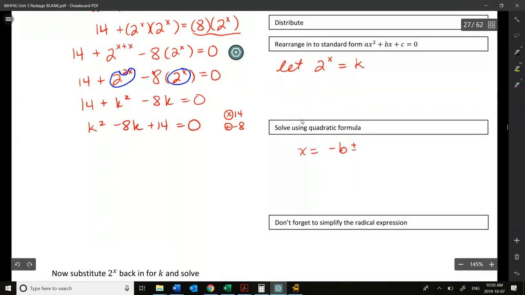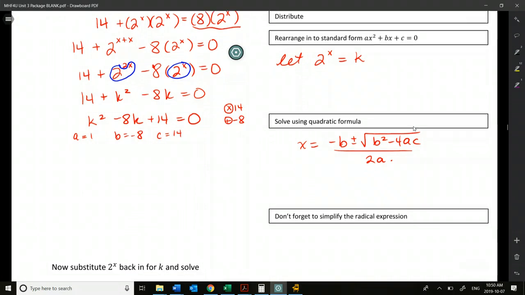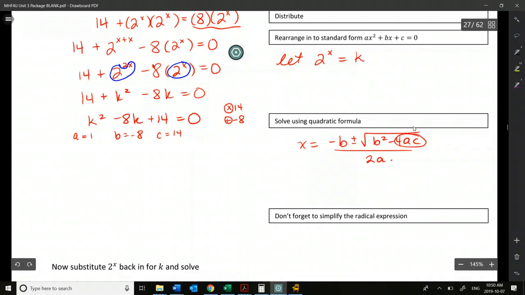Just as a reminder, our nice friend. You guys remember this one? Sadly, yeah. Don't say sadly, it helps us with a lot of stuff. Okay, so a equals 1, b equals negative 8, c equals 14 here. Isn't it 2ac? No, I think you're thinking of the 4ac that's up here. Bottom's just 2a. Okay, so we're going to sub in.